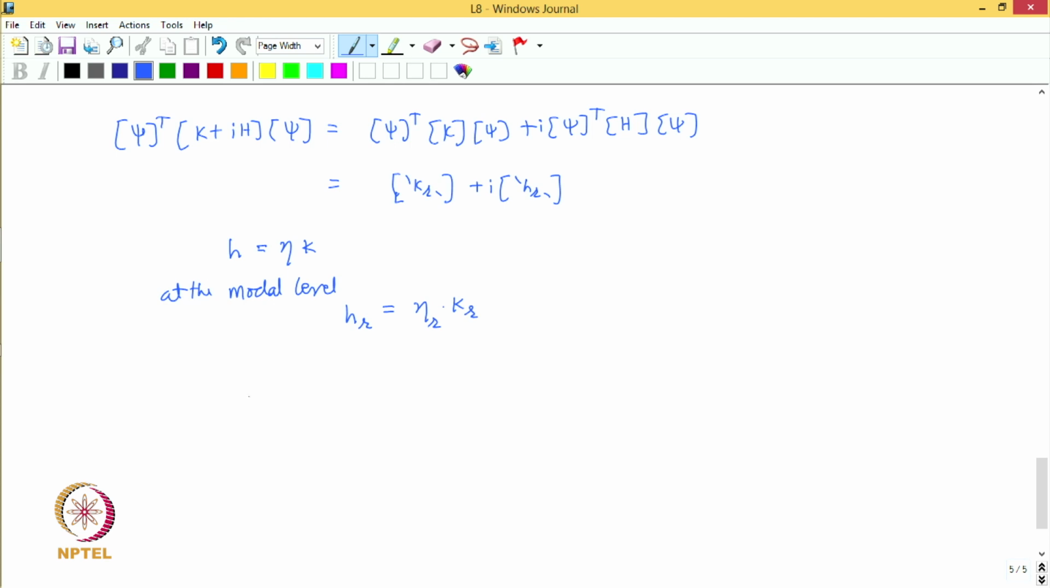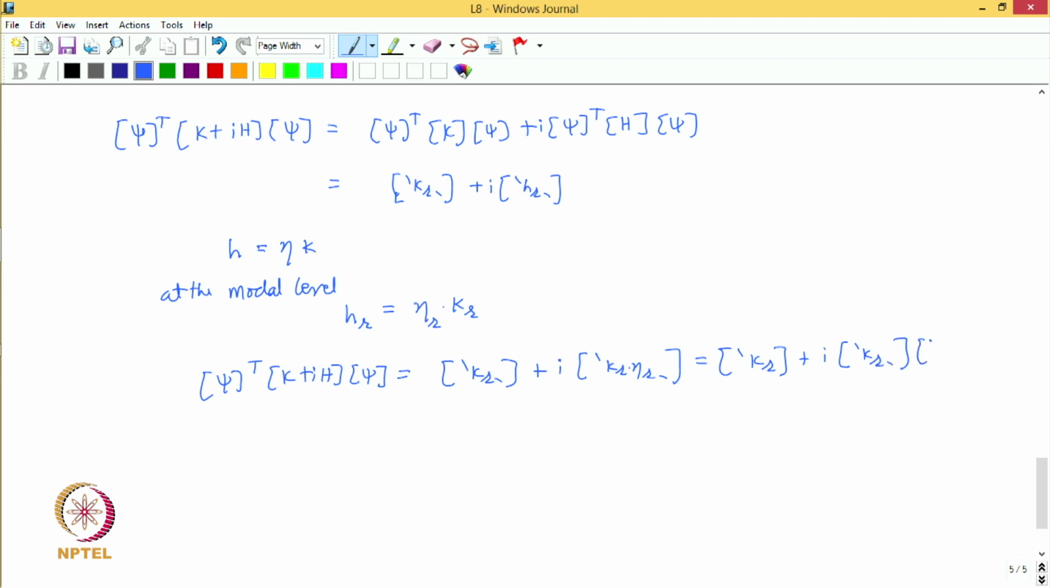So, if that is so, then this matrix psi transpose (K plus iH) psi can be written as Kr plus i Kr times eta R, which can be further written as Kr plus i, as a product of two diagonal matrices, Kr and eta R. In fact, we can take Kr common, which leads to a unity matrix plus i times the eta R matrix. So, this is something we get.